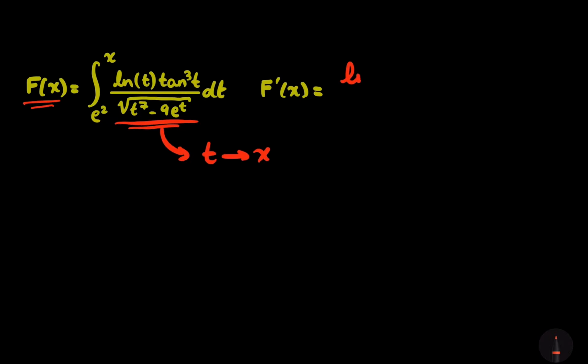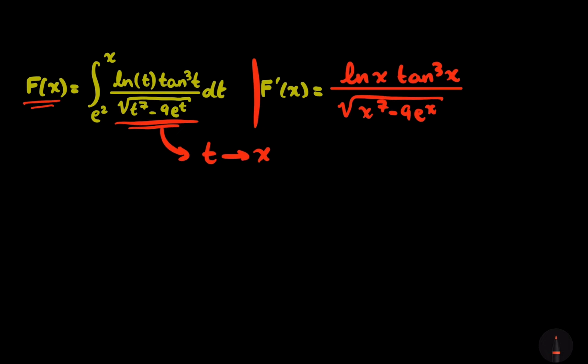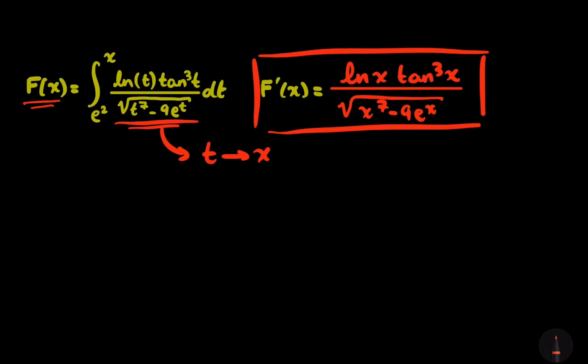So let's go ahead and do that. This is just going to be the natural log of x times tangent cubed of x divided by the square root of x to the 7th minus 9e to the x. And that would be our final answer right over there. So as we can see, using the first fundamental theorem of calculus makes our life significantly easier when we're tackling these types of situations. And we're going to come to find later on that this also helps us define accumulation functions a little bit easier now.